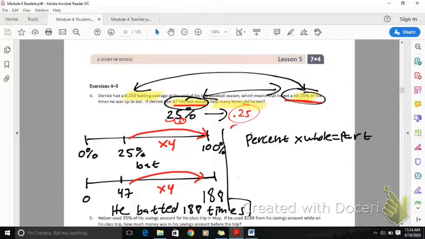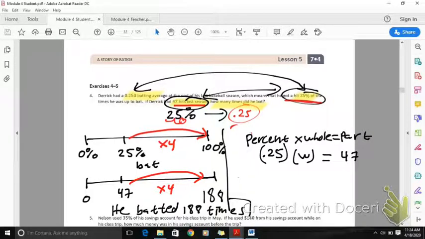The percent they give us, again, is 25, but we have to change it to a decimal, which is 0.25. The whole is how many total times. Remember, he hit it 25% of times, but how many times did he try? That's the whole, we don't know. The part, the 25% that he hit, was 47.